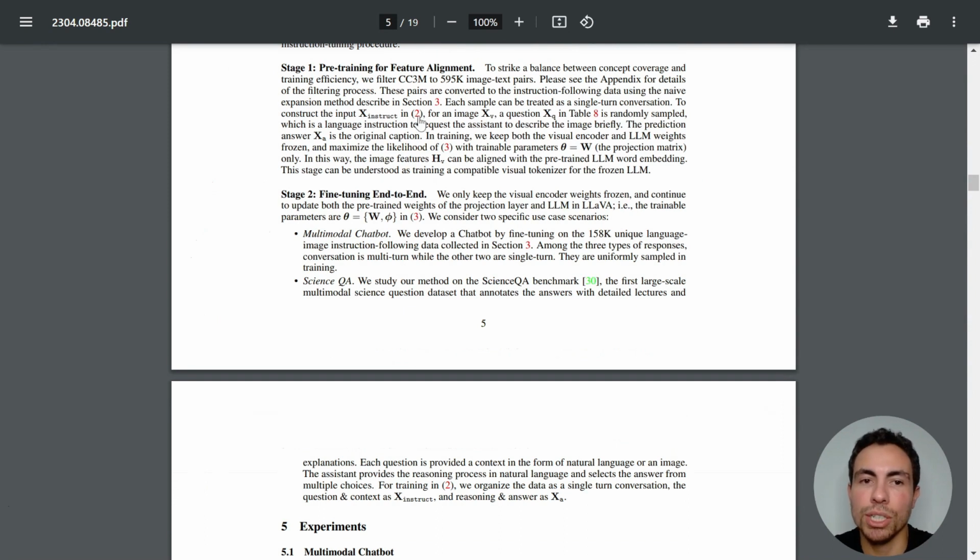They perform it in two stages. First, they freeze everything but that matrix, the one that transforms the output of the visual encoder into something that will be ingested in the language model. They also freeze the language model itself. So you train that until you have satisfactory error. After that, they go to a second step where they freeze the visual encoder and they update the weights of the projection matrix and the language model.